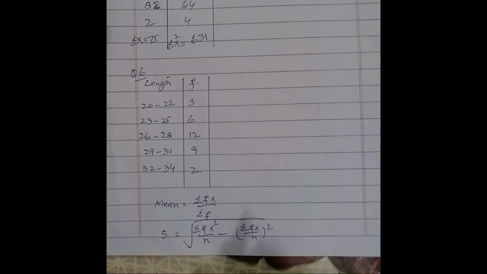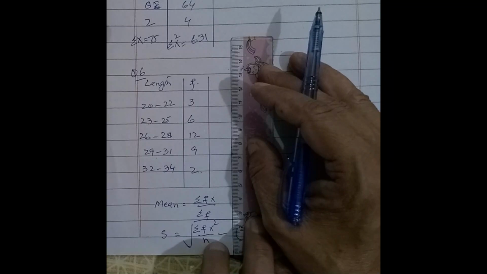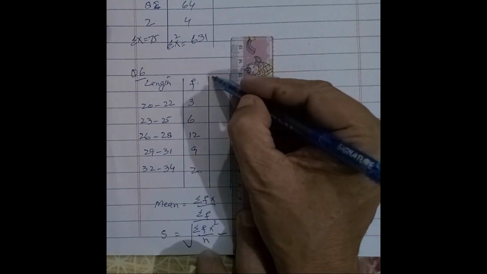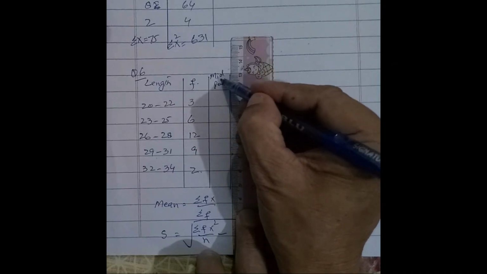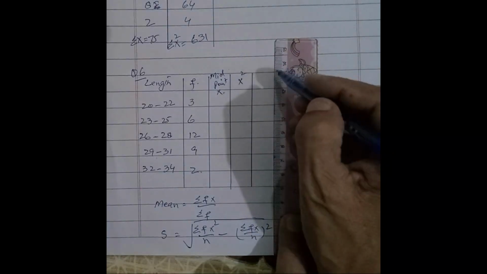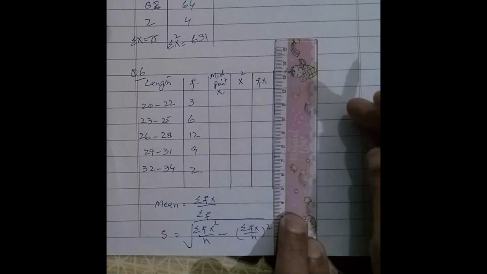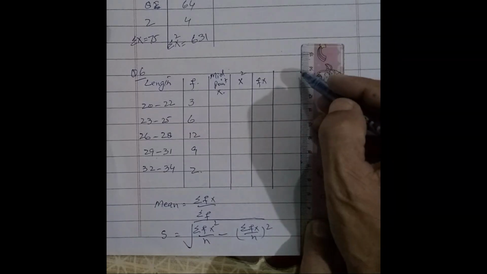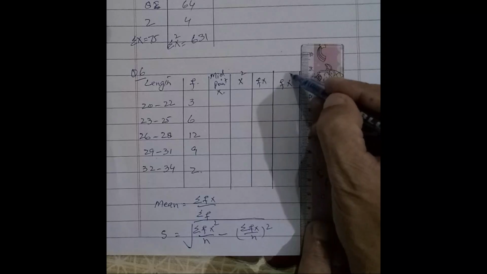So from this data, we first find the midpoint of the length, which is x, and then fx, and further x square, and the next is fx whole square. We first find all these values and then put them in this formula. So the first is the midpoint, which is x. Then x square. The next is fx, and the final is fx whole square.